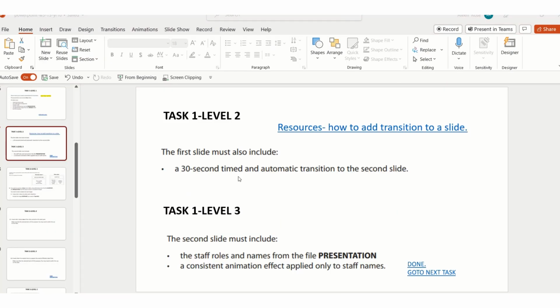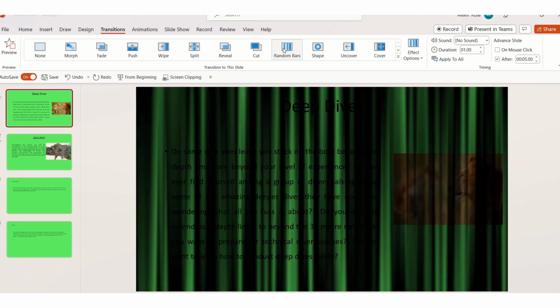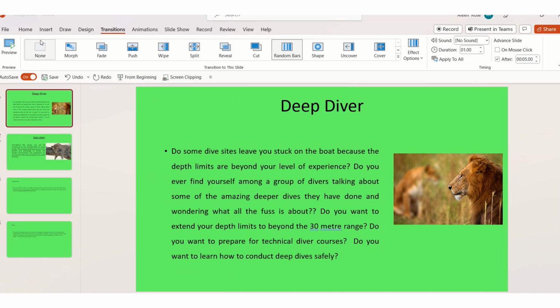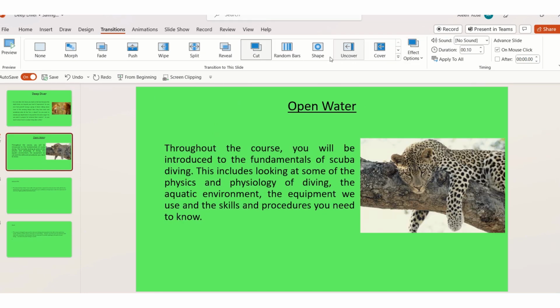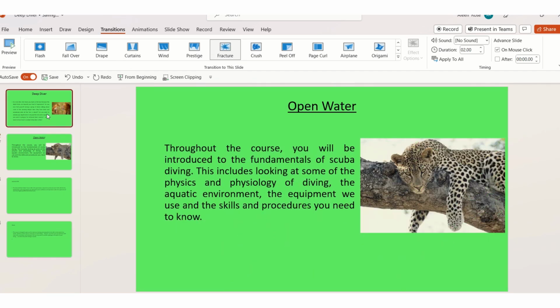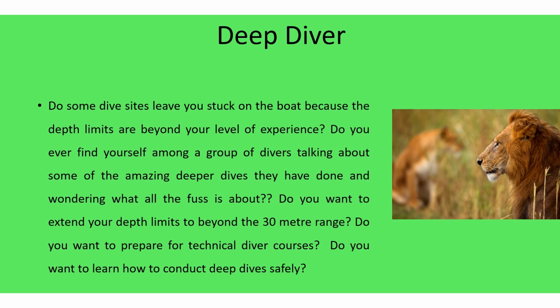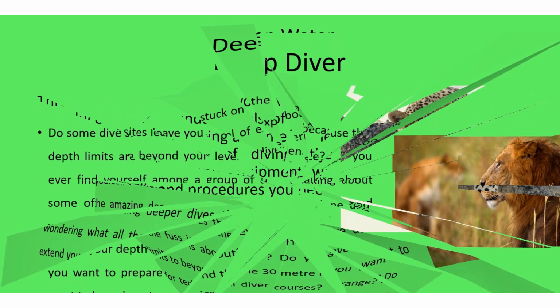A 30-second timed and automatic transition to the other slide. So it is 30-second timed and we have to put an automatic transition. You can put any transition, let it be Random Bars. No, this is applied to this one. Let's see for this one, Uncover, Origami. Now let's see. After 5 seconds, it should move automatically with the transition.